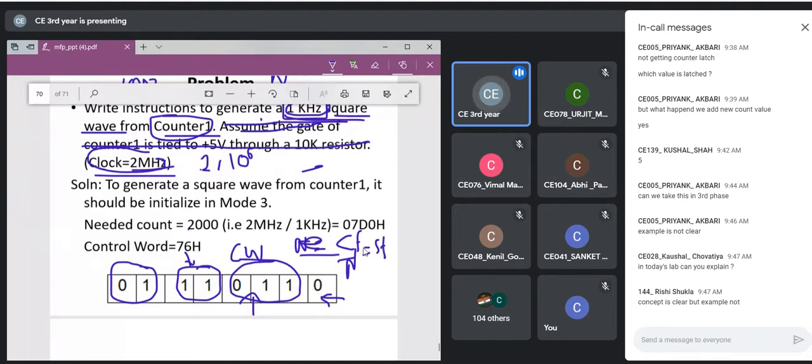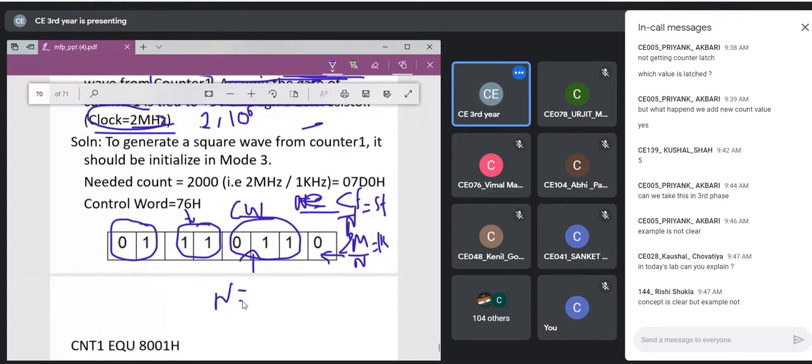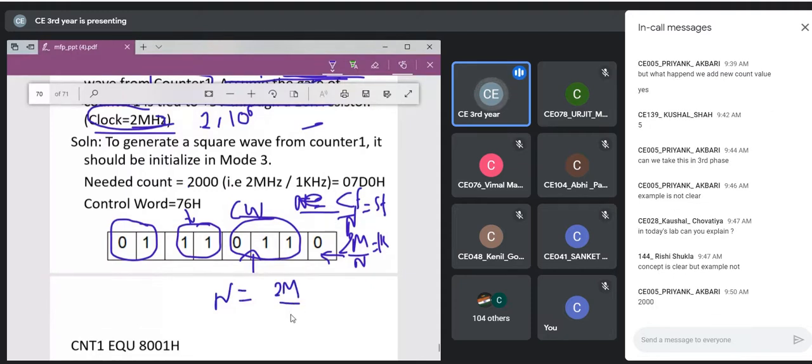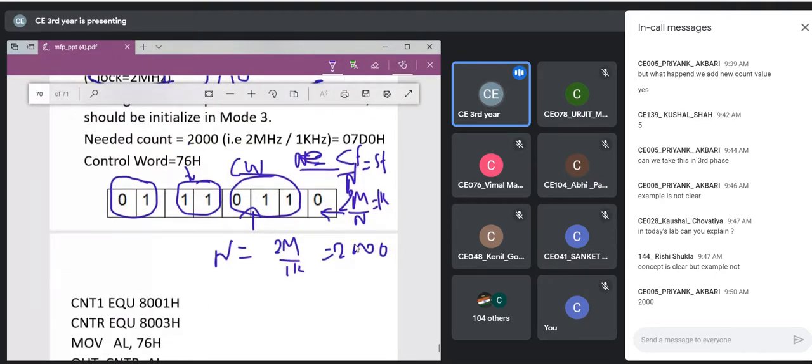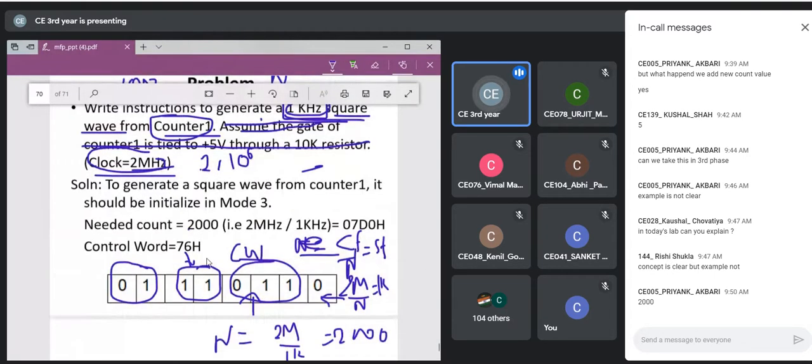Okay, the clock frequency is given as 2 megahertz. The count is unknown, and the output signal is 1 kilohertz. So what will be the N value? N will be 2 megahertz divided by 1 kilohertz, and that is 2000. N value is 2000. Okay, fine. So yes, it will be 2000.